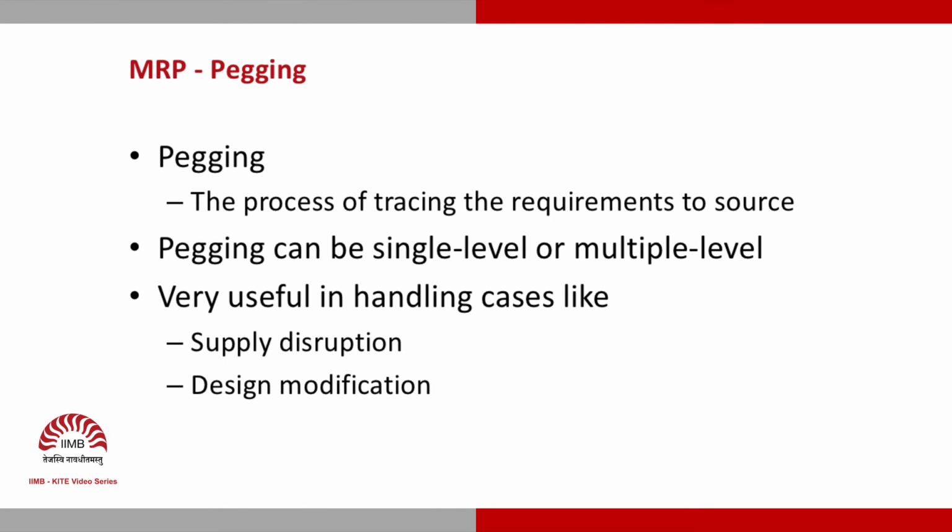As in this example, when we said the minimum requirement is 280, we have actually done single level pegging. By making it 2 level pegging and going into component P, we could further reduce the quantity requirement. But the point is, the process of tracing the requirements to higher level sources, when we are going across multiple levels, we call it multiple level pegging. Pegging is very useful in handling cases like supply disruption, design modification, etc.